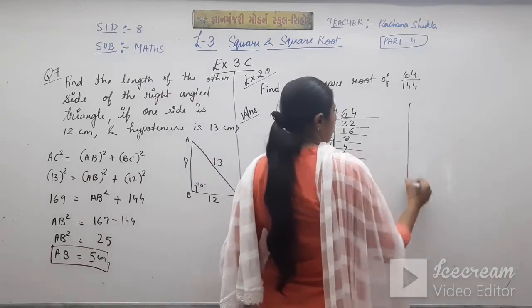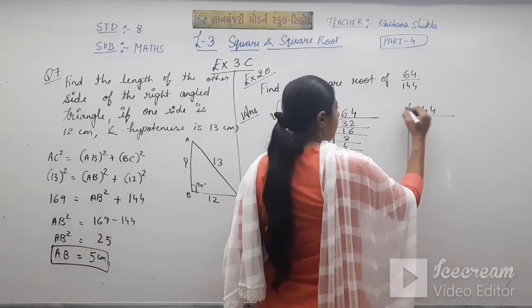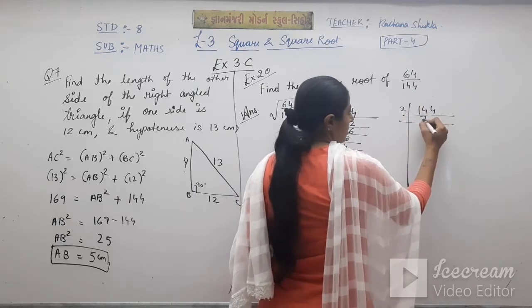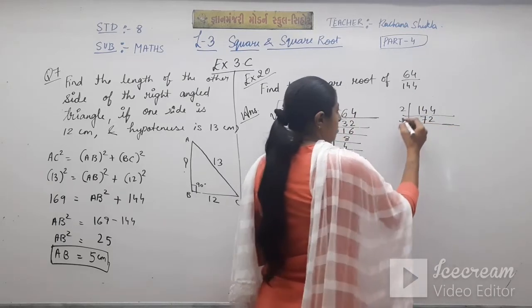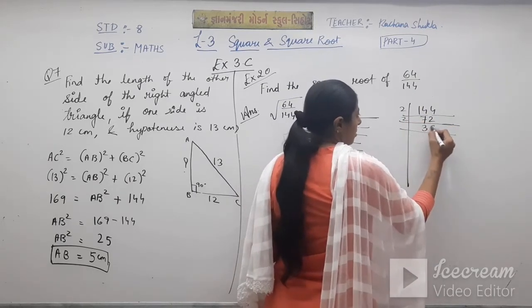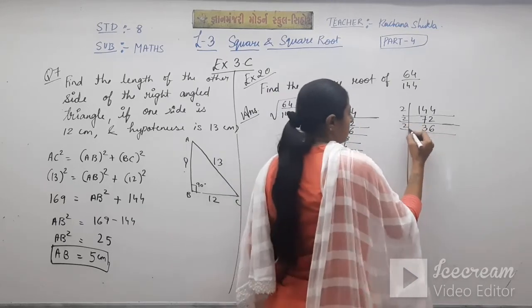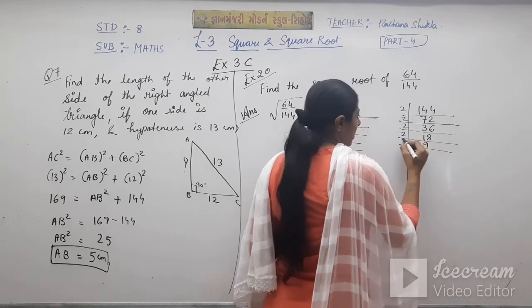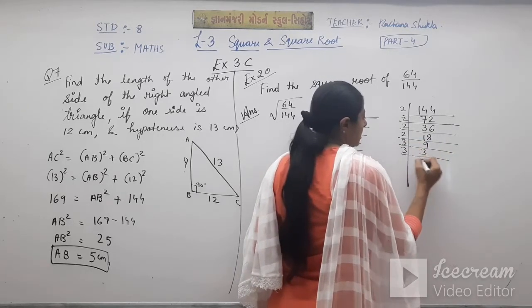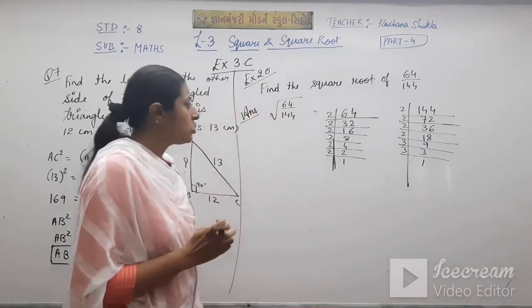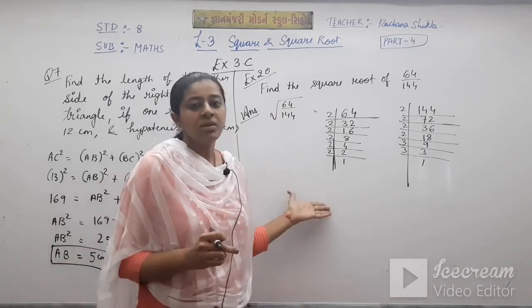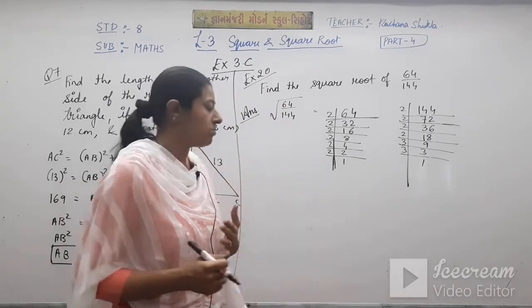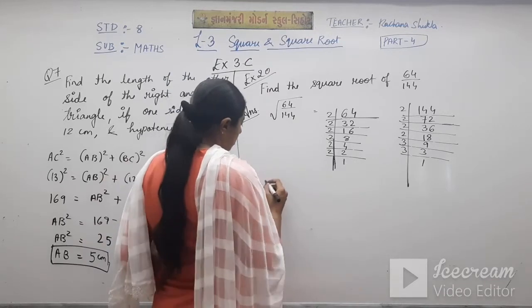Now we will find the factors of 144. 2 72s are 144, 2 36s are 72, 2 18s are 36, 2 9s are 18, 3 3s are 9, and 3 1s are 3. So we have found the prime factors of both the numbers. Now let's write it down this way.